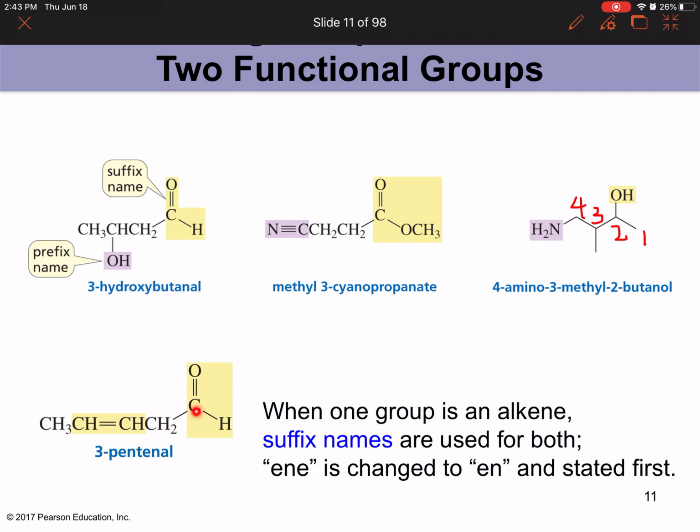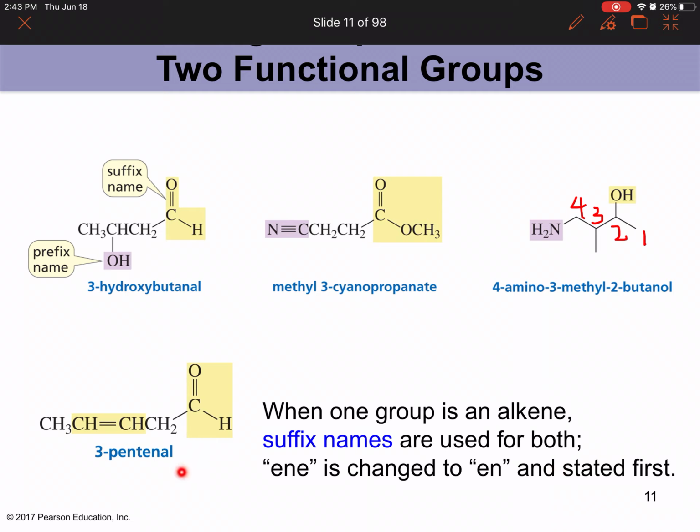Okay. Now this one here, you have an alkene group and you have a carbonyl group. When one group is an alkene, suffix names are used for both. The "-ene" is changed to "-en" and stated first. Let's see how to do that.